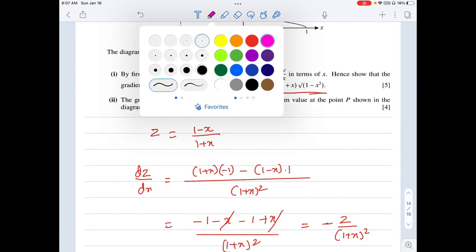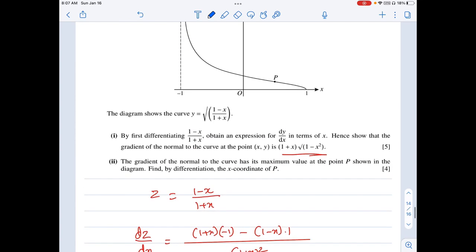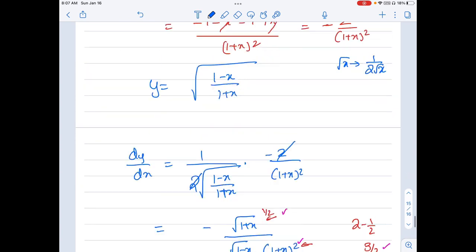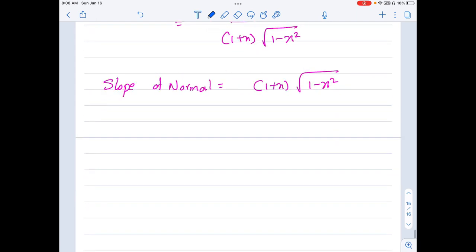Finally, what is being asked in the part: the gradient of the normal of the curve has its maximum value at point P shown in the diagram. Find by differentiation the x coordinate of P. So this is the gradient, and it is having the maximum value. So I have to find the derivative of this one.